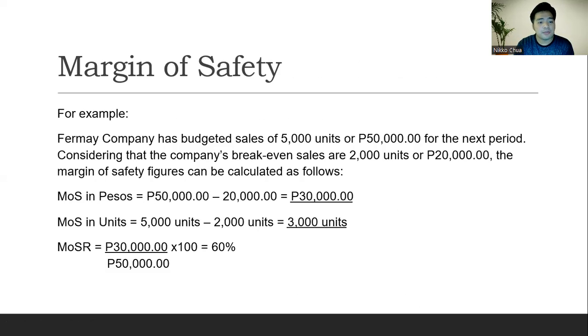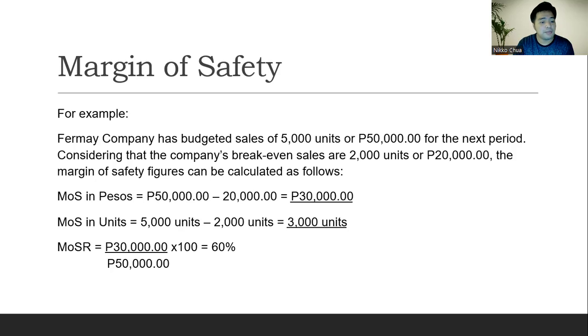So this is a case of a company. The budgeted sales here is 5,000 units or 50,000 pesos in the next period. Considering the company's break-even sales is 2,000 units or 20,000 pesos, the margin of safety figures can be calculated as follows.